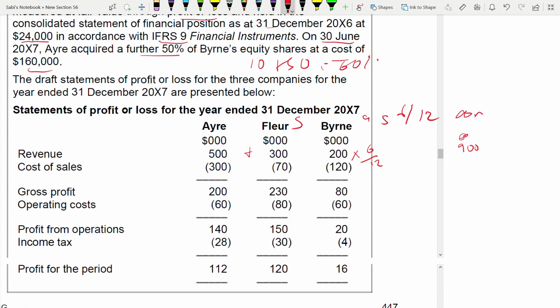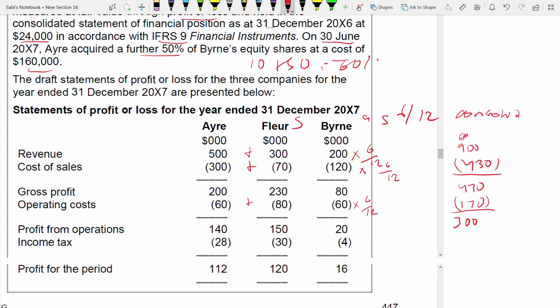This is consolidated. Okay, now come to the cost of sales. 300 plus 70 plus 6 months of 120, which will give you 430. You deduct and you get the gross profit of 470. Then operating cost: 60 plus 80 plus 6 months of 60, 170. You deduct, and profit from operation you get is 300.